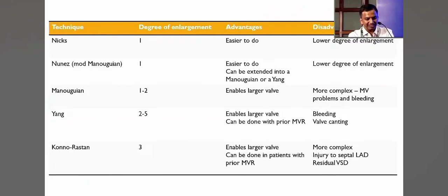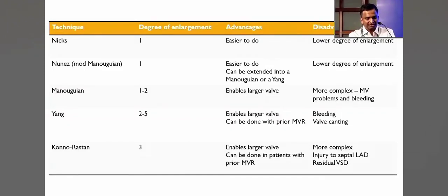With the Bo-Yang technique, it's been reported that you can go up to even 5 valve sizes, so it enables a much larger valve. One advantage it has over the previous techniques is that it can also be done in a patient with a prior mitral valve replacement. Problems are again bleeding, and there are some reports about the valve being tilted. It can cause problems in future for a valve-in-valve TAVI if required.